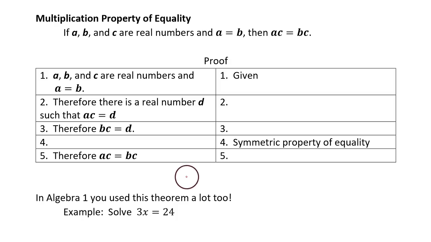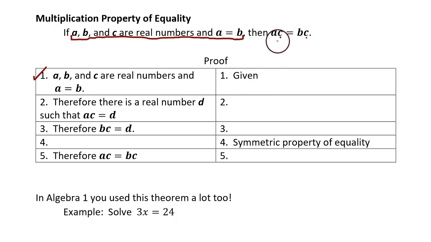Next, let's look at the multiplication property of equality. If A, B, and C are real numbers and A equals B, then A times C equals B times C. This property says it's okay to multiply both sides of an equation by the same number. Let's prove that this is true. Notice the very first statement is the first half of the theorem that we're trying to prove. That's given to us. We're going to assume that that's all true.